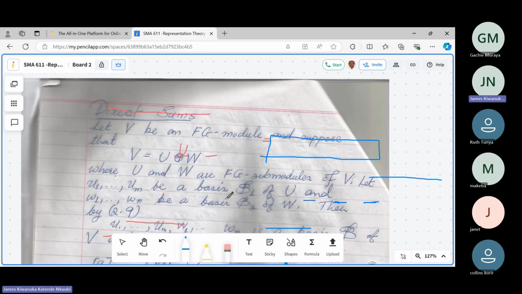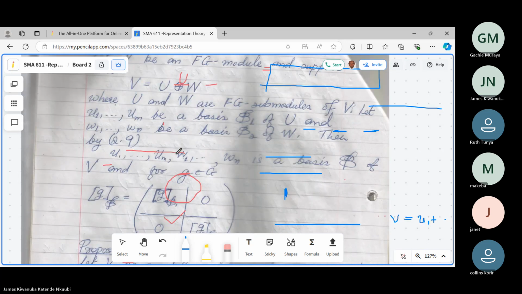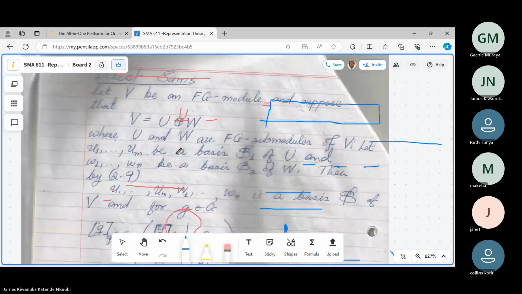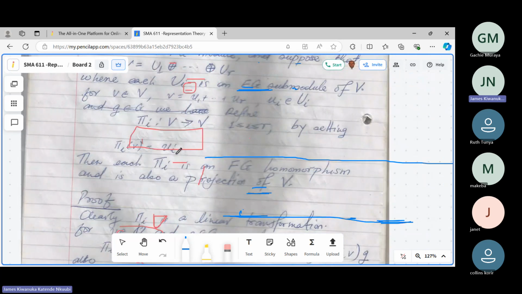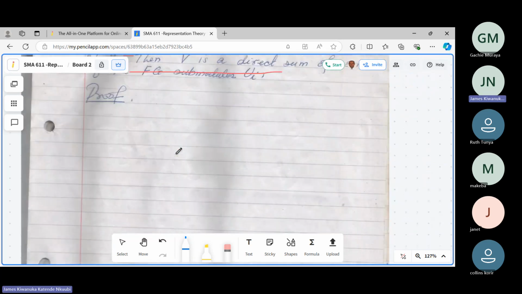Let me connect my battery. It's going down and I forgot to connect power. So I don't know. Start topic now.